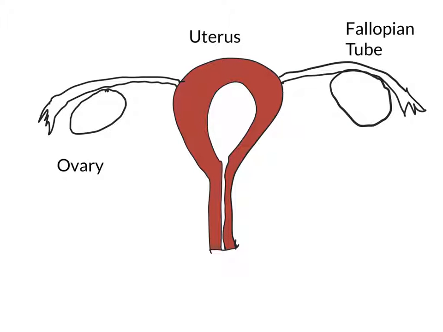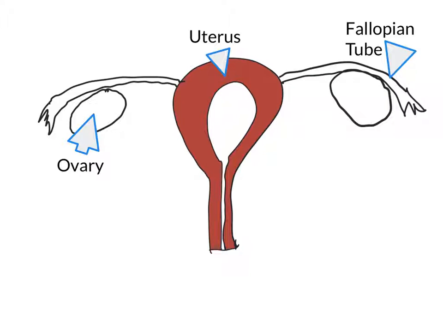Here you can see that I've added some labels. The ovary is here, and again on the opposite side. The uterus is here, and the fallopian tubes are also located on both sides, and that would be represented here.